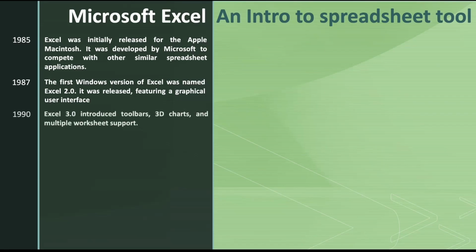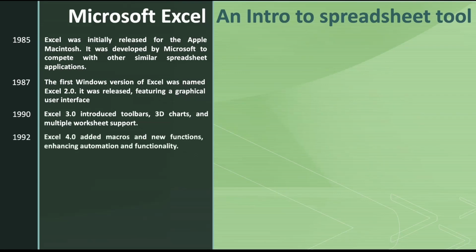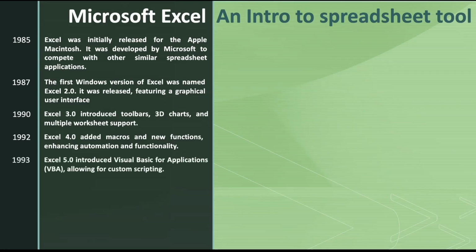In 1990, Excel 3.0 was released with a few more enhancements such as toolbars, 3D charts, and multiple worksheet support. In 1992, an automation feature was added into Excel called macros and was named Excel 4.0 upon its release. The next version of Excel was built with a scripting interface called Visual Basic for Applications, also known as VBA.